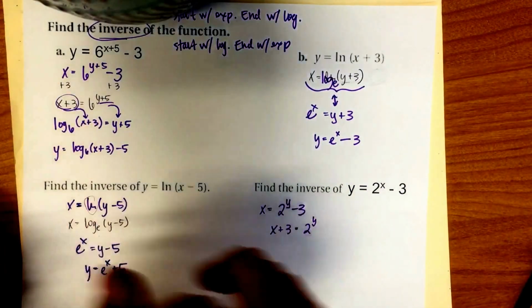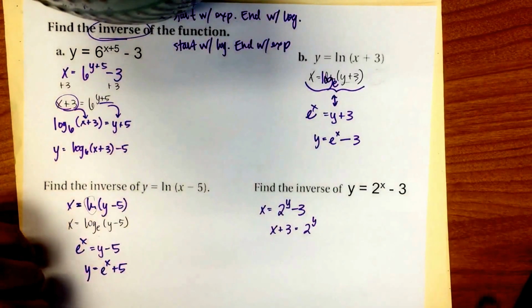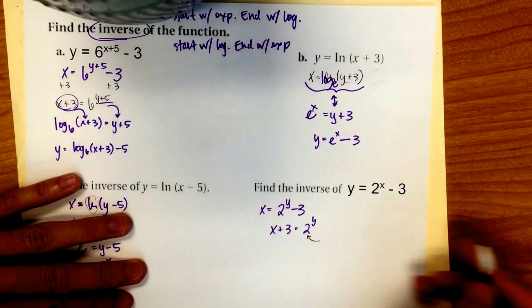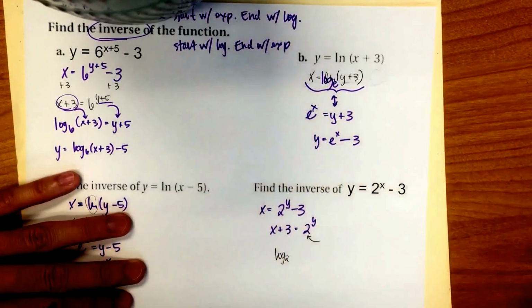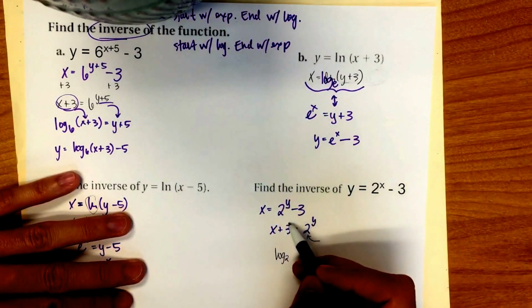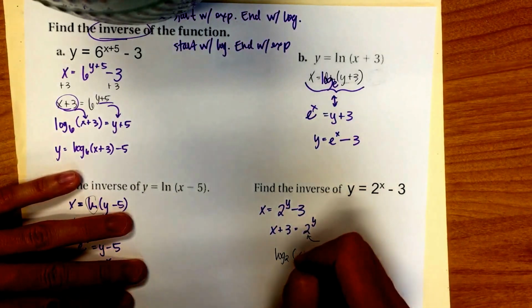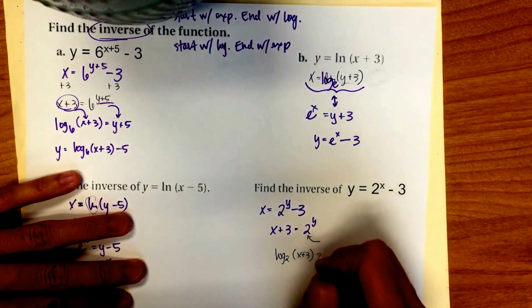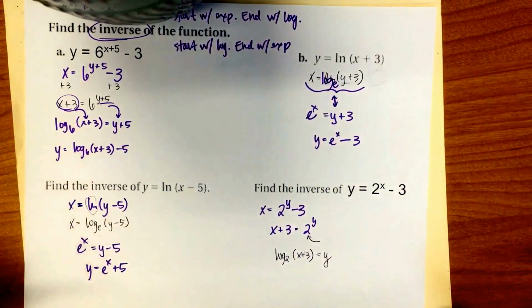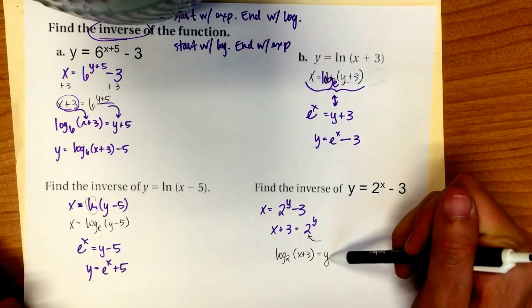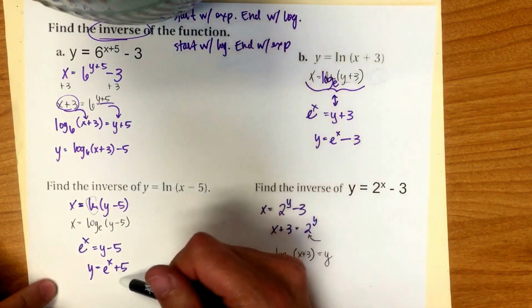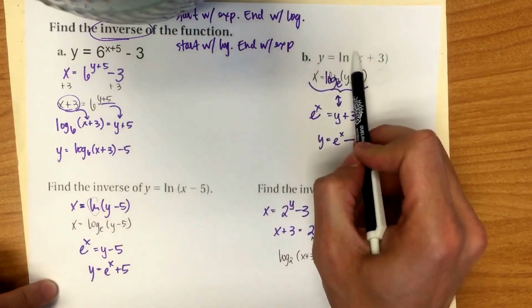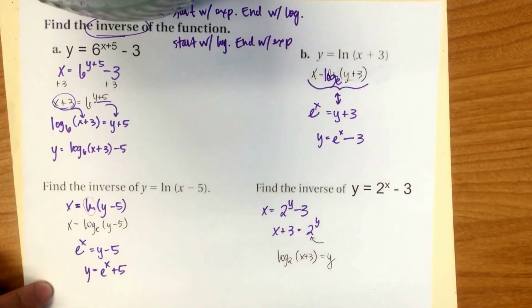And then I need to get this so that it is not in exponent form anymore, so that it is in log form. So this is an exponent base 2, which means I'm going to use log base 2. The other side of the equal sign goes inside the log, x plus 3. And now the power of y is freed up. And there's your inverse. Start with an exponential, end with a log. Start with a log, end with an exponential.